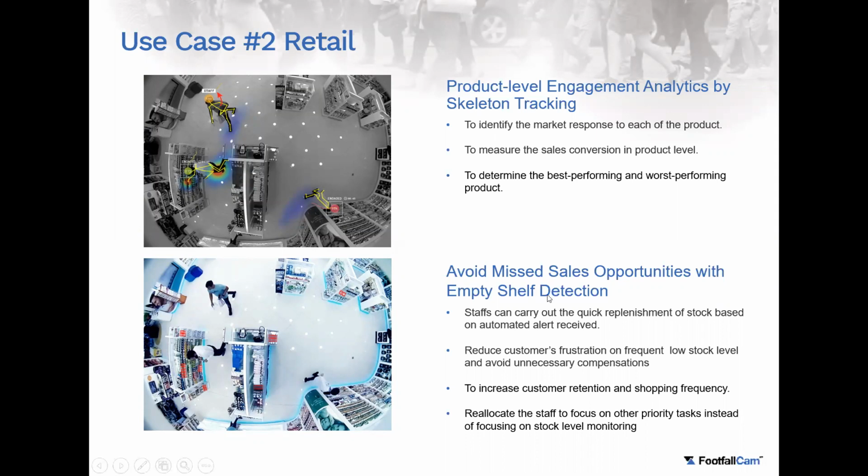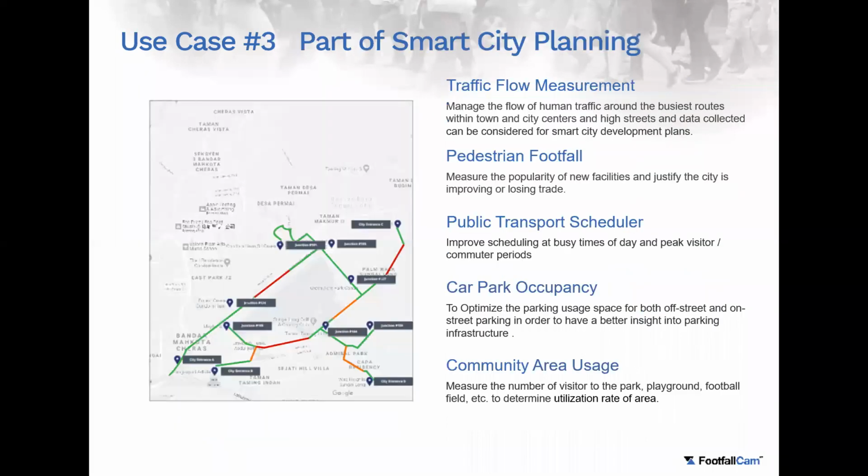Whereas this one is automated, staff will get an alert, and they can immediately go to the shelf and replenish it. It actually tells them which product is empty and which shelf is empty, so they can replenish quite accurately. So it reduces a lot of labor cost. It also speeds things up, so it reduces customers' frustration. Customers obviously don't like coming in and finding that this is out of stock, that is out of stock. So it's increasing customer satisfaction and shopping frequency, and it makes reallocation of staff to focus on other priority tasks possible as well. So it's very popular in retail.